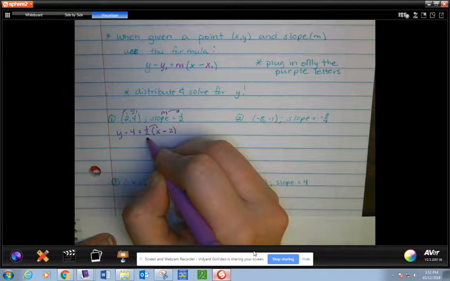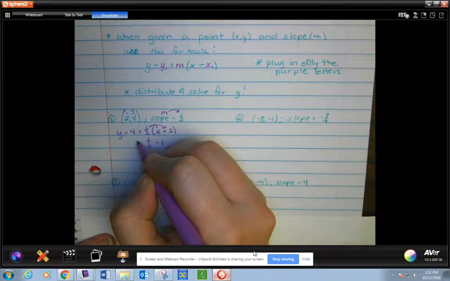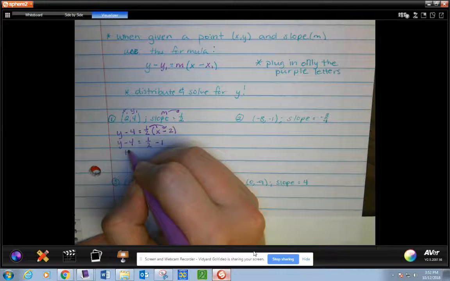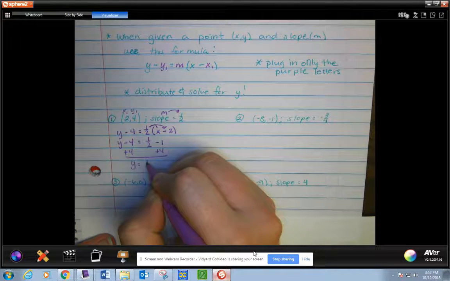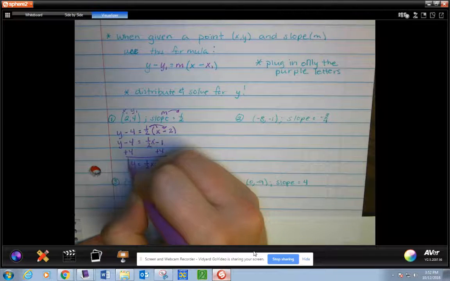So 1/2 times x is 1/2 x, and 1/2 times -2 is -1. You're going to bring down y minus 4. To get y by itself, you're going to add 4. And that gives you y equals 1/2 x plus 3. And that's your answer.